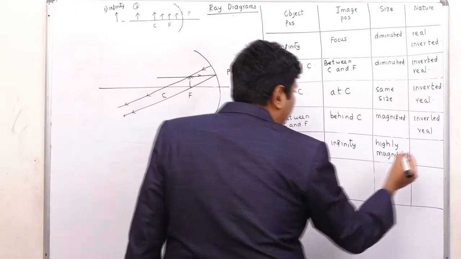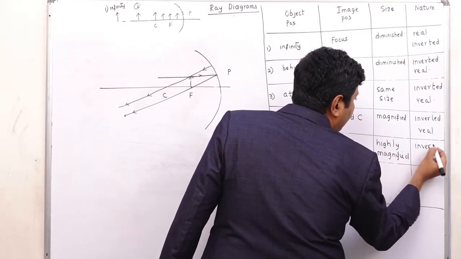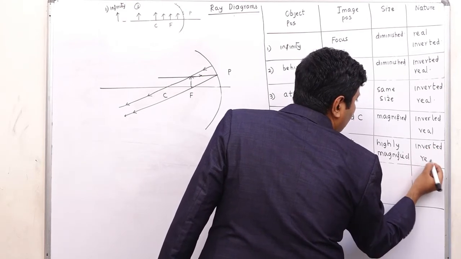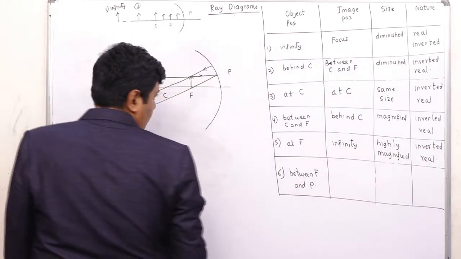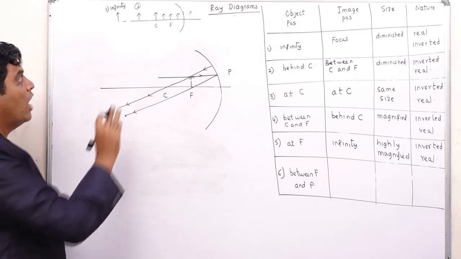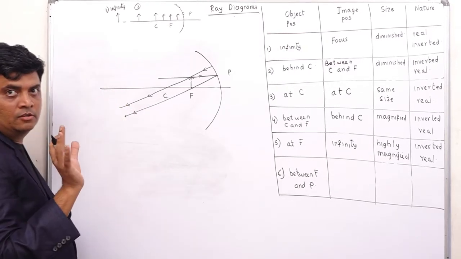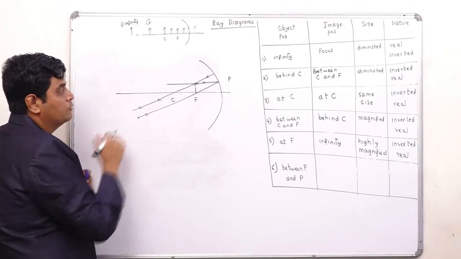But the image is going to be inverted. Because it is inverted, the image is going to be real. Okay, so now we have understood 5 positions. Let us now go for the 6th position.